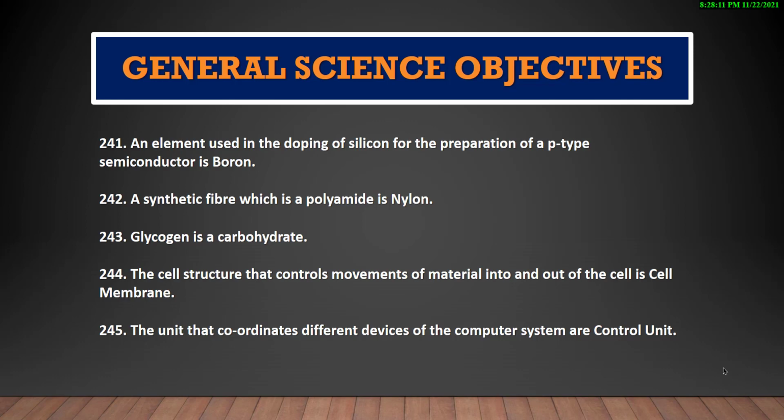A synthetic fiber which is a polyamide is nylon. Glycogen is a carbohydrate. The cell structure that controls movements of material into and out of the cell is the cell membrane. The unit that coordinates the different devices of a computer system is the control unit.